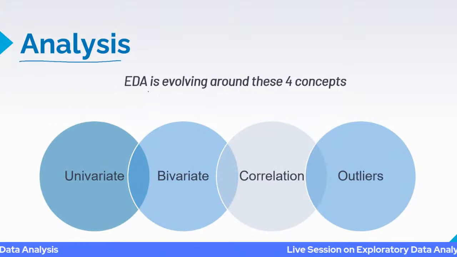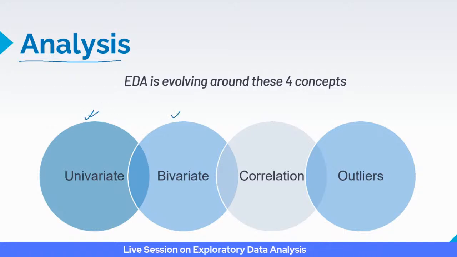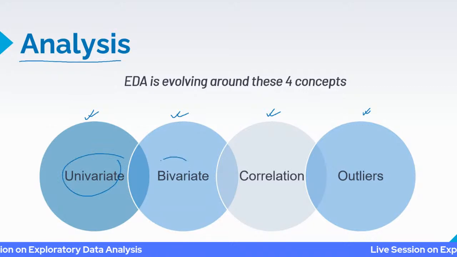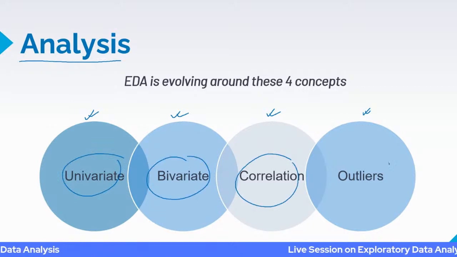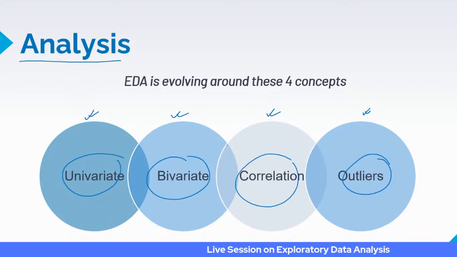Now, analysis. EDA is evolving around four concepts: univariate analysis, bivariate analysis, correlation, and outliers.